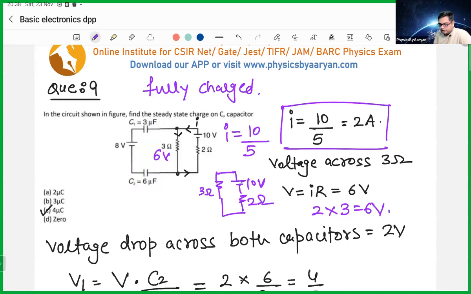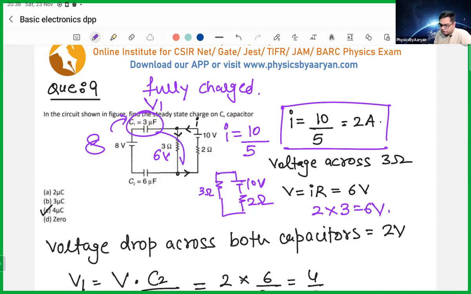Now I need the voltage across these capacitors. How much is the voltage dropped across these capacitors? Let's take a journey with me. We will start from here. We have 8 volt. We start moving. First comes a capacitor, so some voltage will be dropped here. I don't know how much, but let's say V1 voltage will be dropped.